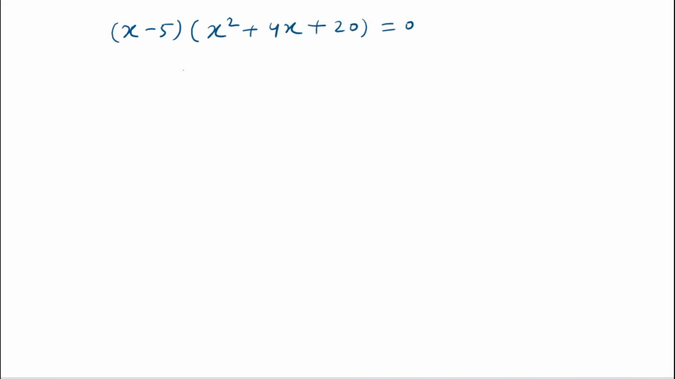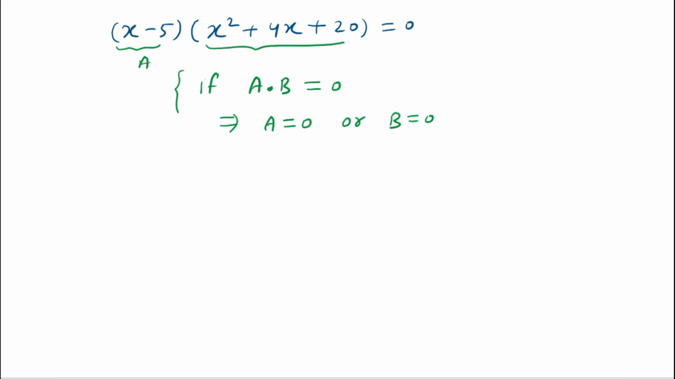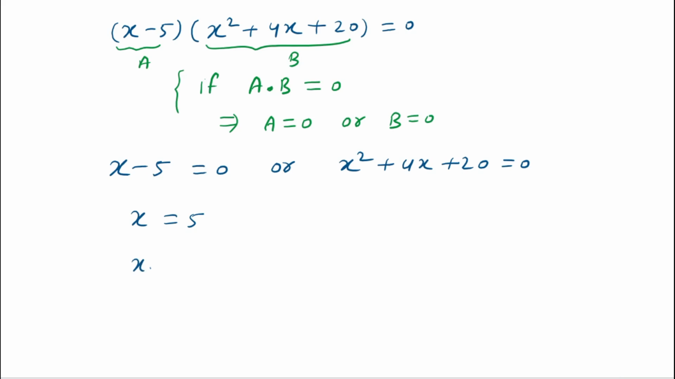Now if we apply this rule, if a into b is equal to 0, this implies a is equal to 0 or b is equal to 0. This expression is a and this expression is b. If you apply this rule, then you can say x minus 5 is equal to 0, or x square plus 4x plus 20 is equal to 0. Here the first value of x is equal to 5. Let's say this value of x is x1, this is equal to 5. This is our first solution.